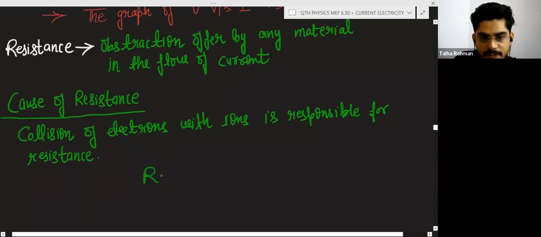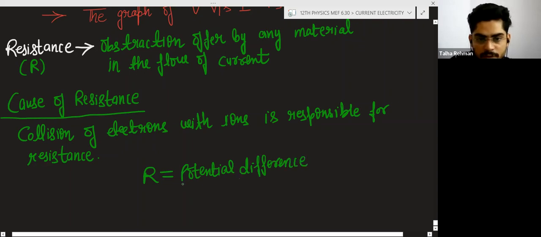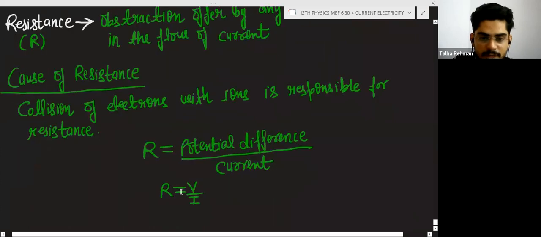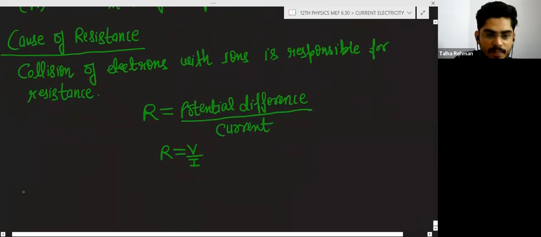And resistance, R, capital R, is the potential difference across the ends of the conductor divided by the current. So you can write R is equal to V divided by I. And resistance is a scalar quantity.